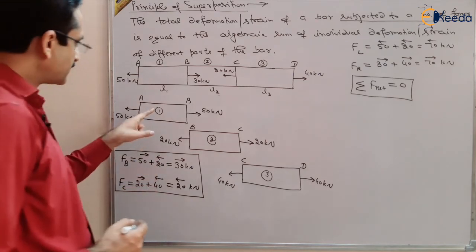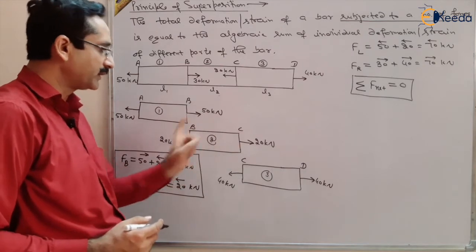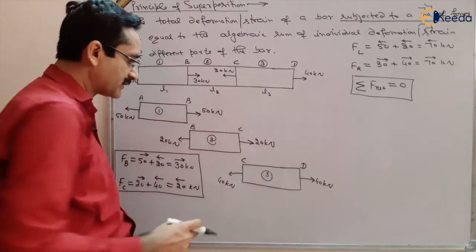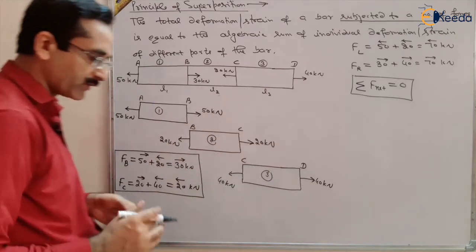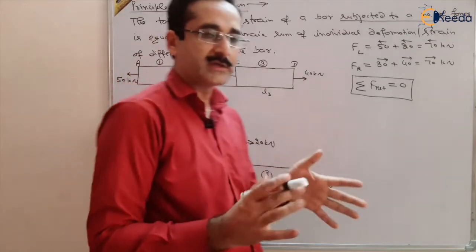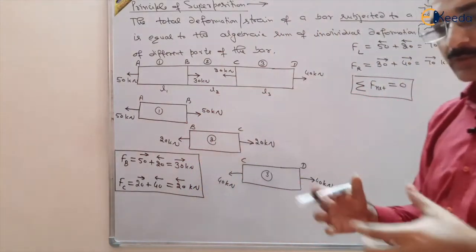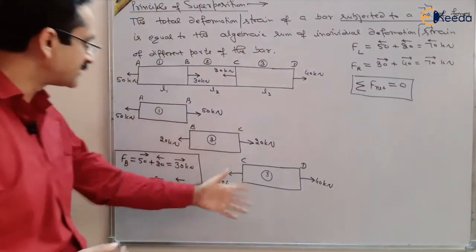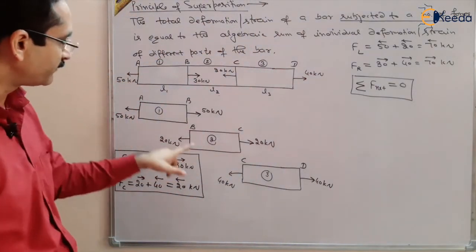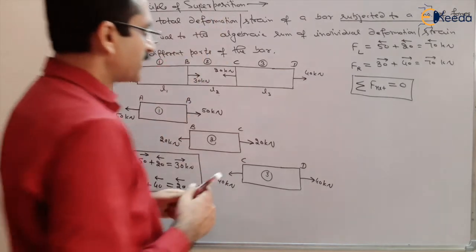So the AB part had a 50 kN load, the BC part has a 20 kN load and the CD part has a 40 kN load, and all are tensile in nature, meaning positive. When there is elongation or increase in length, we take it positive, and when there is compression or decrease in length, we take it negative, right? So all the forces are positive, 50, 20 and 40. Now we can find out the total deformation or total strain in the body.